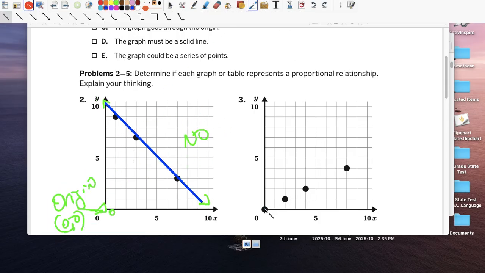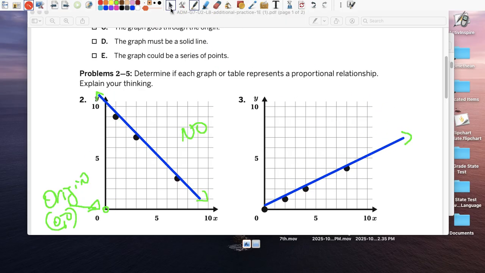This one. Oh, look at that. I connected the dots only to show you, right? I don't know what the context is, so just to show you that it's a straight line and that it goes through 0, 0. So this is a yes, it's a proportional relationship.